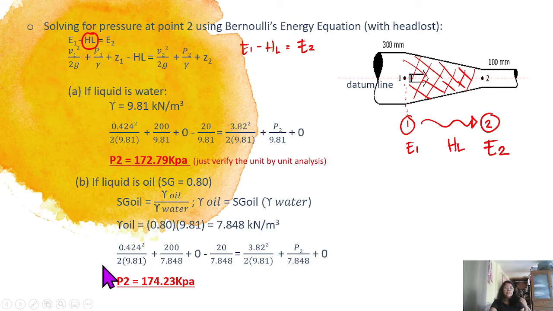So again, the velocity at 1 squared is 0.424 over 2 times 9.81 plus 200, the pressure at point 1, over the unit weight 7.848 plus 0, so Z1 is 0, minus head loss, so head loss is 20 divided by 7.848, the unit weight, is equal to, on the other side, the energy at point 2: 3.82 squared over 2 times 9.81 plus P2, unknown, over the unit weight of oil, 7.848 plus 0, Z2. Okay, computing that, you will get another value for P2 at 174.23 kilopascal.